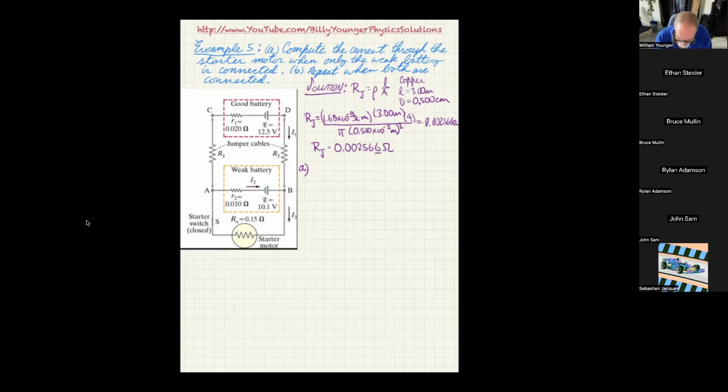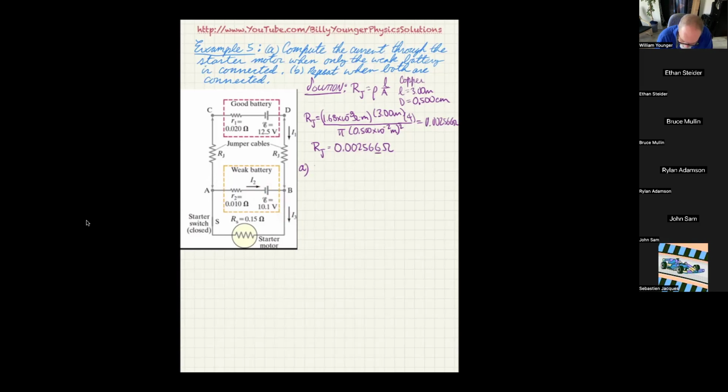And there's no junctions here, so there's not much more to deal with. In fact, this is not even a Kirchhoff's loop rule thing, but it still works. It's just going to give us Ohm's law. So what I'm going to do is go from here across here. I'm going from the short leg to the long leg, so that means my voltage will be a voltage increase.